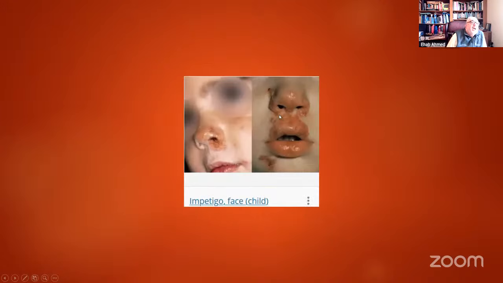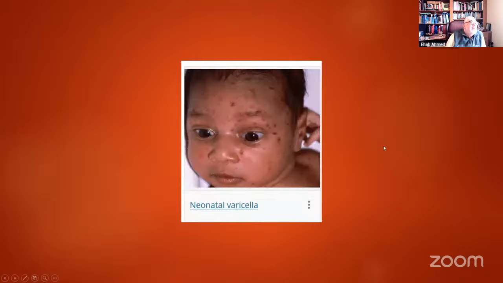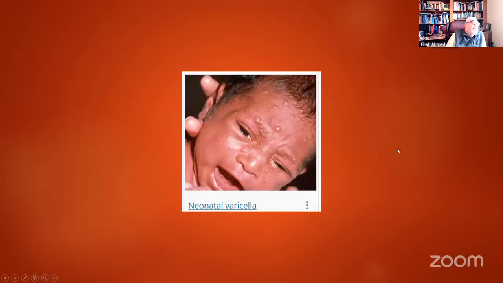And this is impetigo. It is in the dangerous area of the face, so it can be complicated with intracranial infection, cavernous sinus thrombosis, brain abscess, meningitis, all can lead to seizures. This is the SSSS, and this is another neonatal varicella.